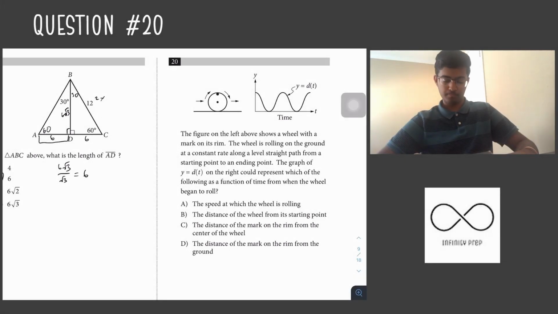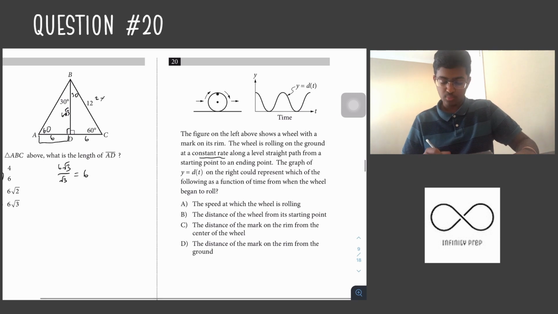Question number 20. The figure on the left above shows a wheel with a mark on its rim. The wheel is rolling on the ground at a constant rate along a level straight path from a starting point to an ending point. The graph of y equals d(t) on the right could represent which of the following as a function of time from when the wheel began to roll. To solve this problem, let's do elimination.